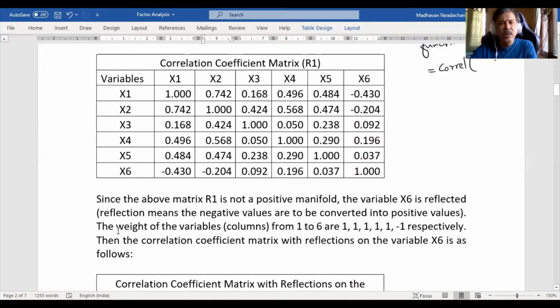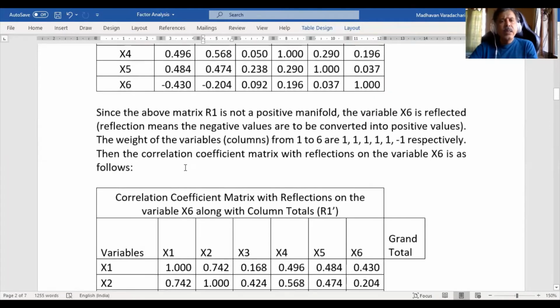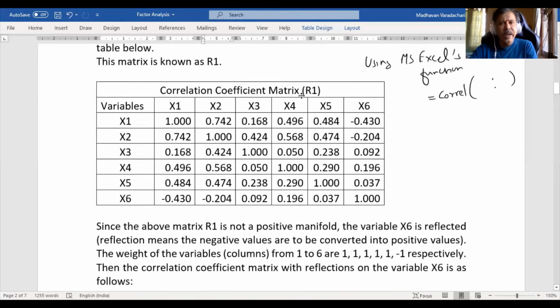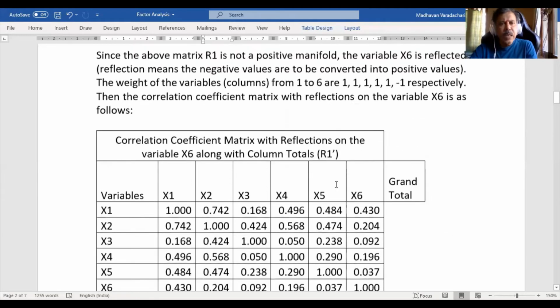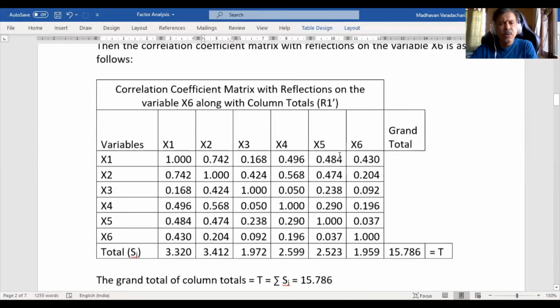We call this the weights of the variables, that is the columns from 1 to 6. Wherever positive is there, you call it weight 1, and wherever negative is there, you call it weight -1. So if I multiply this by 1, it will remain positive only, whereas this will become positive because you are multiplying it by -1. Basically, when you say reflection, we are trying to convert the negative values to positive values. Then the correlation coefficient matrix with reflections on the variable x6 is as follows. We call this R1 dash, instead of R1. Same numbers only I wrote. Instead of negative signs, you will have positive signs.